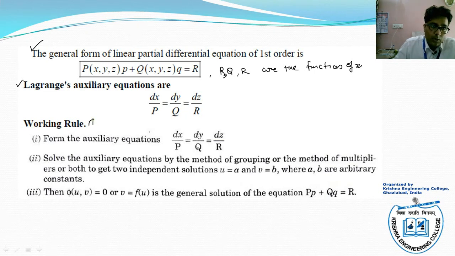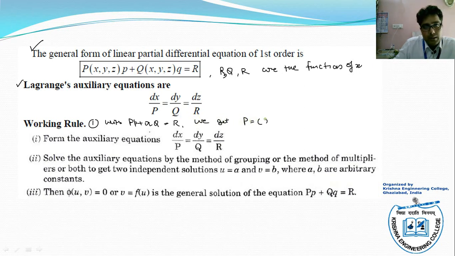Working rule. First of all, we see whether our equation is linear or non-linear. If the equation is linear, then we solve this by Lagrange's method. So comparing the given equation with Pp plus Qq is equal to R, we get capital P, capital Q and capital R, right?